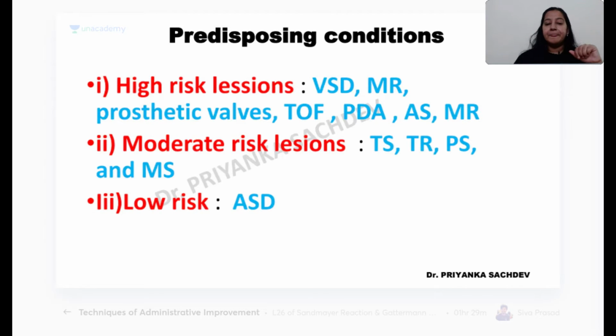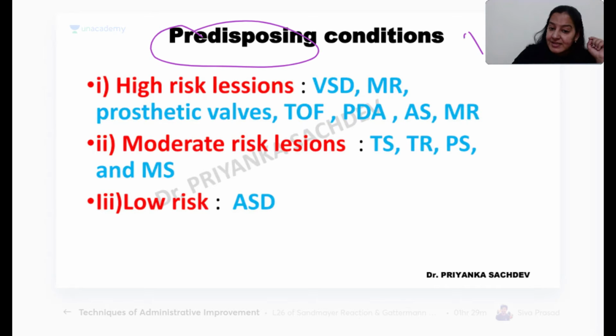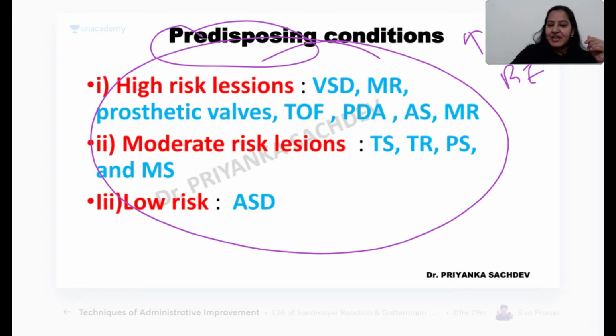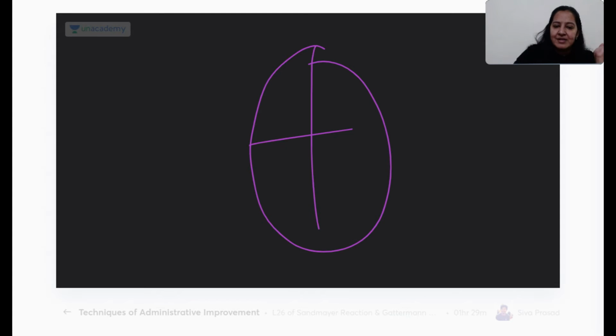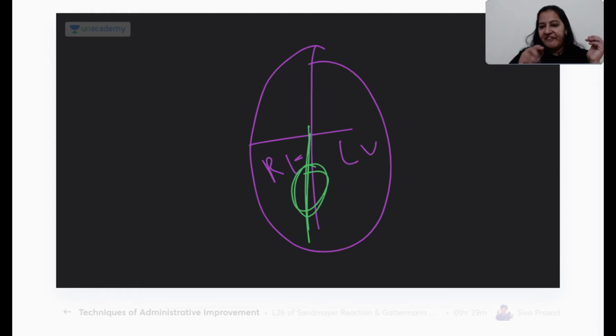There are some predisposing conditions which increase the risk of bacterial endocarditis. If I have any of these conditions, I am at more risk than a normal person of having bacterial endocarditis. High risk conditions include VSD, ventricular septal defect. You know what VSD is? There are two ventricles, this is the left ventricle, this is the right ventricle, and there is a septum between the two ventricles. If this septum contains a hole, it is known as ventricular septal defect.